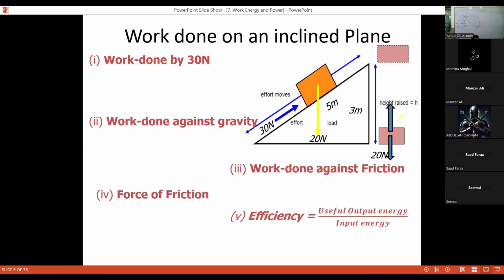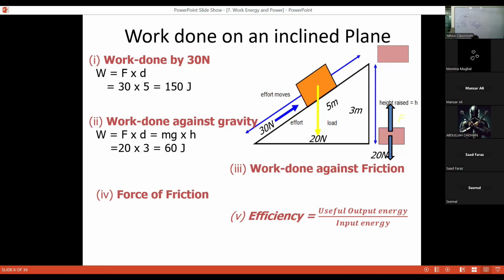So my work done by the force of 30 newtons will be F into D. The work done by 30 newtons, F into D, 30 into 5 is 150 joules. This much work is done by moving the object along the inclined plane. Work done against gravity is mgh irrespective of the path. h is given to us as 3 meters and the weight of the object is 20 newtons. So we can either move it along the inclined plane or move it vertically upwards. Multiply that and you get the work done against gravity as 60 joules.